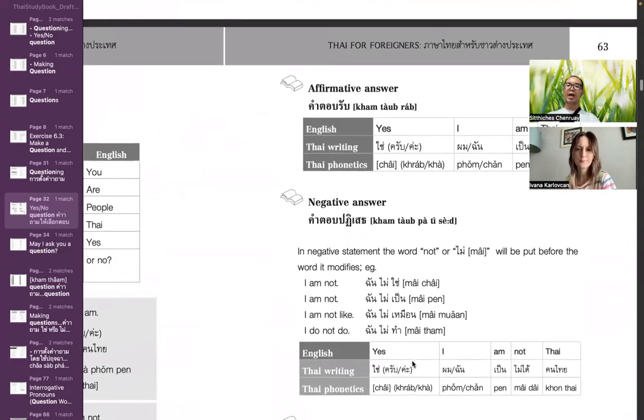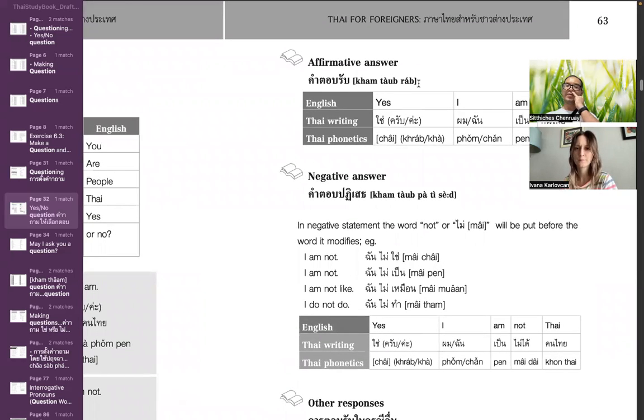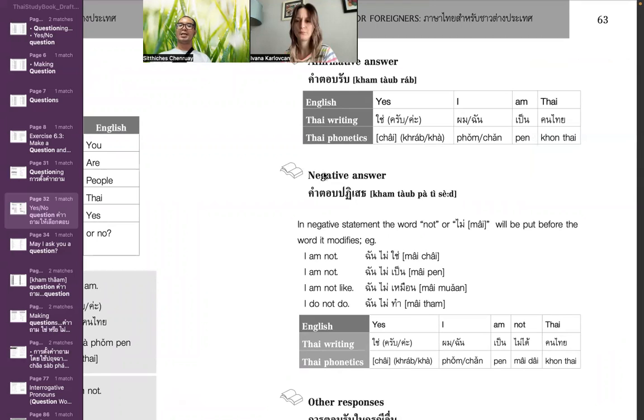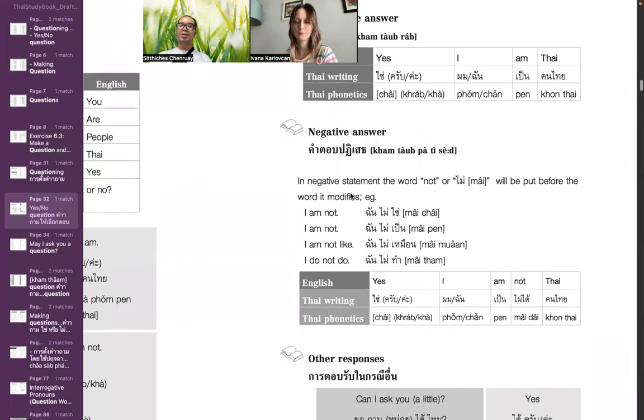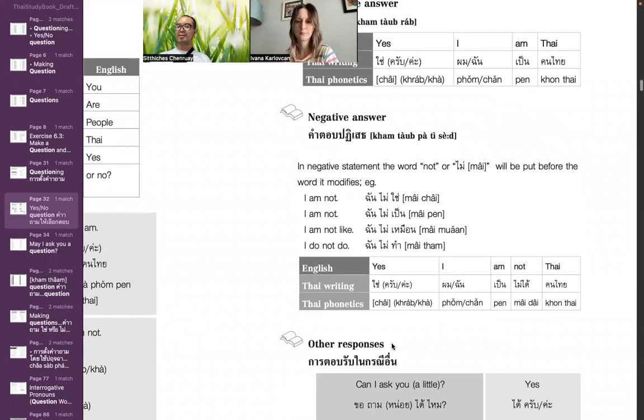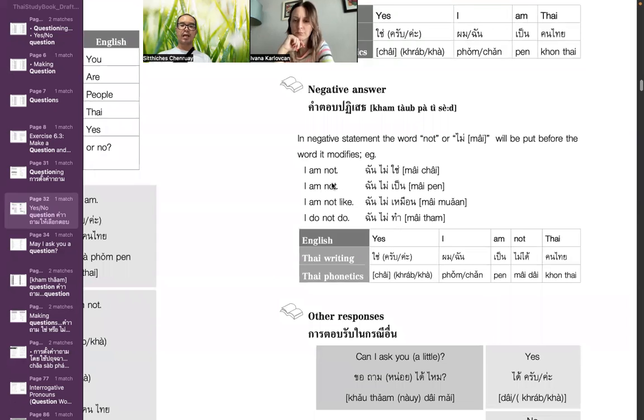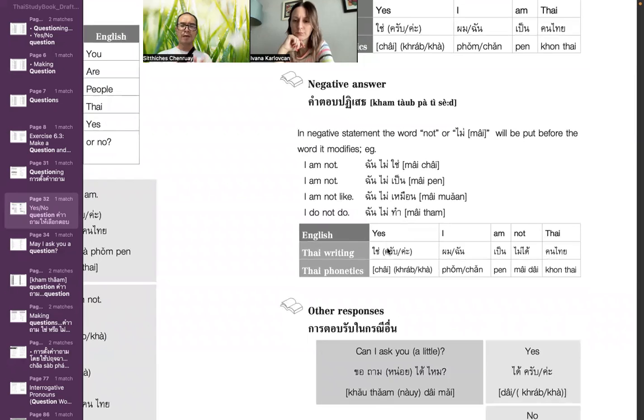When you are going to answer, if it is affirmative, the answer is คำตอบรับ: ใช่ครับ, ใช่ค่ะ, ผมเป็นคนไทย, ฉันเป็นคนไทย. But for a negative answer you can say I am not in many forms, such as ฉันไม่ใช่คนไทย, ฉันไม่เป็นคนไทย. And ฉันไม่เหมือนคนไทย is I'm not like Thai. And ฉันไม่ทำ is I do not do. ฉันไม่ใช่ and ฉันไม่เป็น are the same.